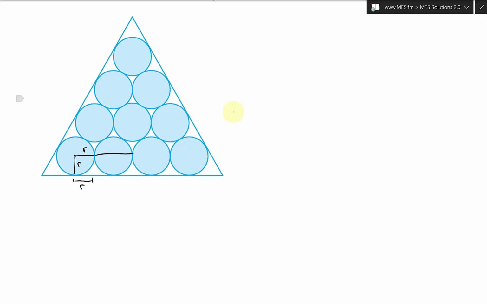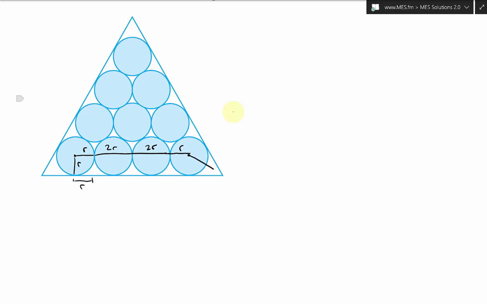Now we'll have it as 2r. Let's put it here, 2r. And then keep going further. There's another 2r. So that's just a diameter. And then we have an r, like that. And then this is at the center here.